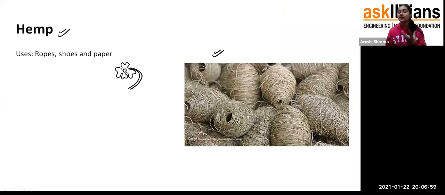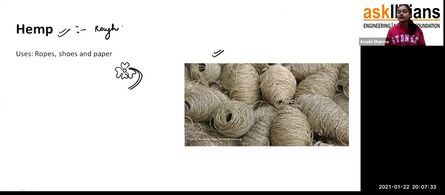And this hemp is rough in nature. It is not soft, it is very rough. If it is rough, we can't use it in the formation of cloth, we can't wear it, because if we wear it we feel some kind of itchiness. So we don't use this for clothing purposes. Same thing I have told you: every fiber is not used for the formation of clothes, and hemp is one of them.